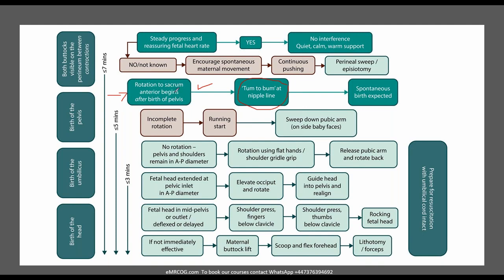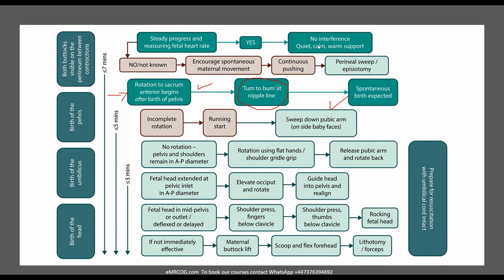And if this happens, the rotation to sacrum anterior when the baby reaches the nipple line, we expect that this birth will be easy and a spontaneous birth is expected. Clear? Are we clear so far? Okay.